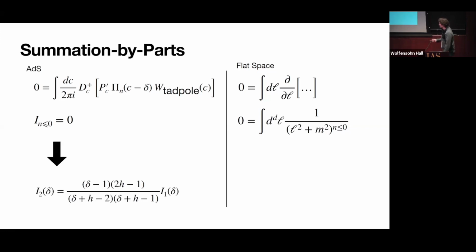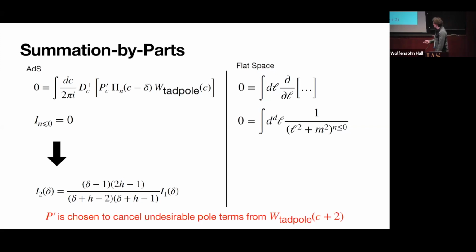So here, I just repeat the procedure, and I get this nice summation by parts identity between I2 and I1. And then a note here for those of you that are curious: why is there this p prime here? The p prime here is a polynomial in C that's designed to cancel undesirable pole terms that come from when you act the difference operator on W tadpole.